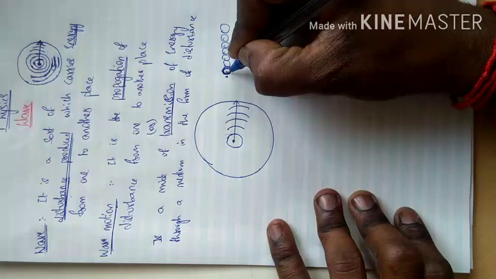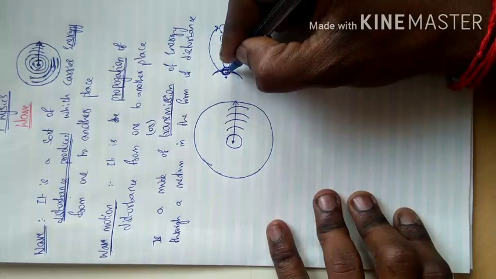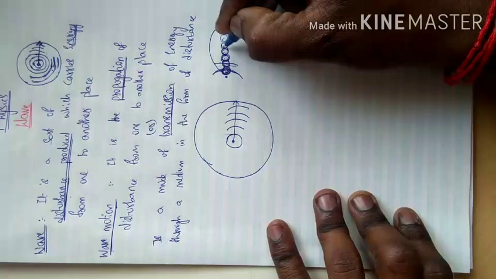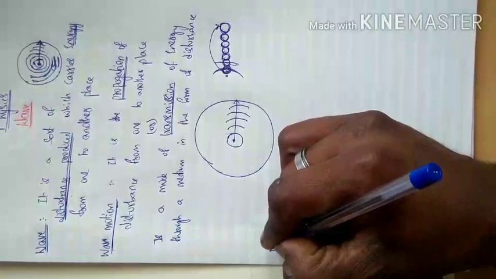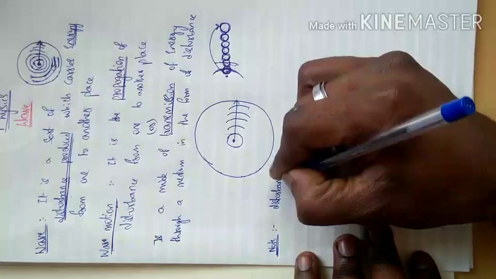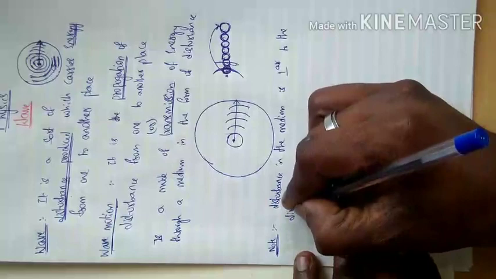For example, this is the wave which is created. The wave does not carry this molecule to that end. It is nothing but the disturbance given to this molecule, and this molecule will disturb the next molecule, which will disturb the next molecule, and so neighboring molecules will be disturbed. This disturbance alone is propagating in the form of a wave. A very, very important note I want to point out: that is nothing but disturbance in the medium. The vibration is perpendicular to the direction of propagation.